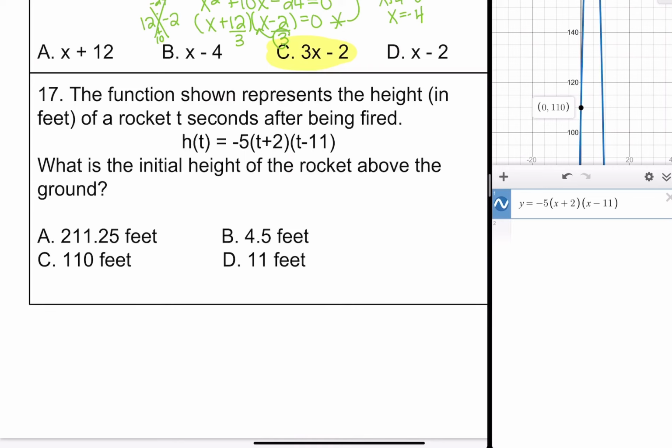That intercept happens at the y value of 110. So the 110 is the y-intercept, or the initial value. So the initial height, or y-intercept, is at 0, 110. So that means after 0 amount of time, it was 110 feet in the air. The only way that's possible is if it was sitting on something that was 110 feet above the ground.